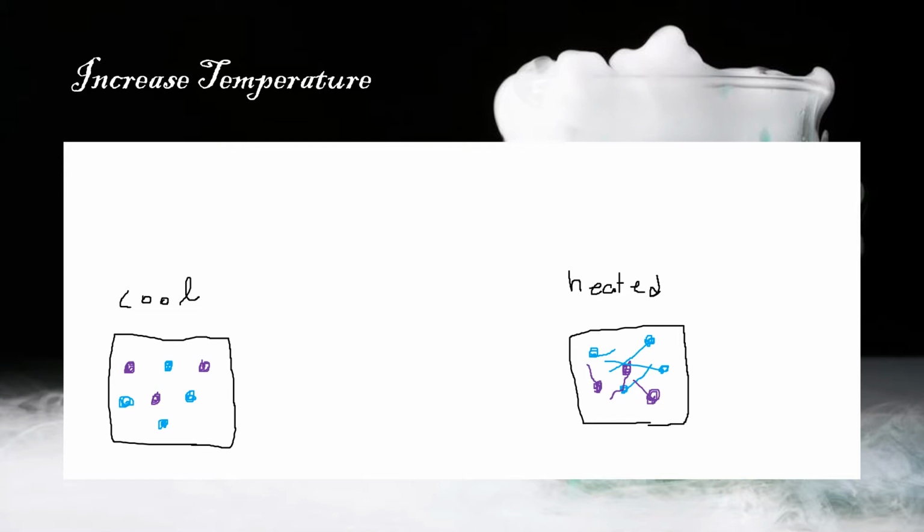Just very, very rapid movement. And so with the heated box, the molecules move faster. When molecules move more rapidly, there are more collisions that occur, which therefore increases the speed of the reaction because they're bouncing around off the sides of the box, and they run into each other.